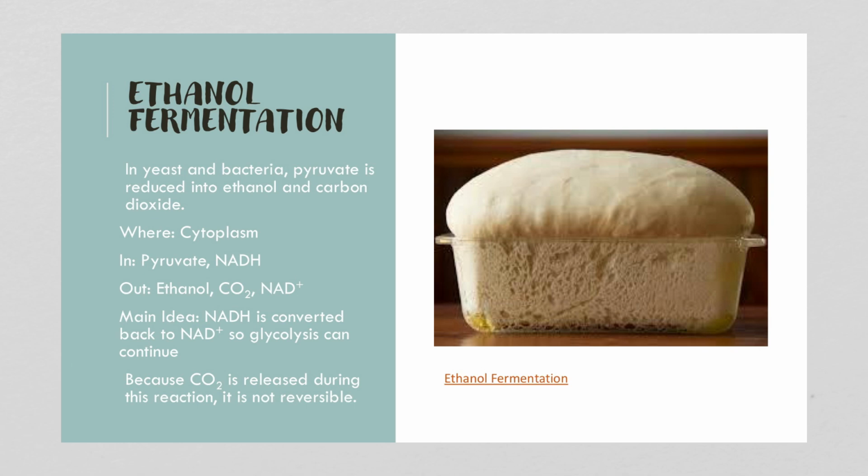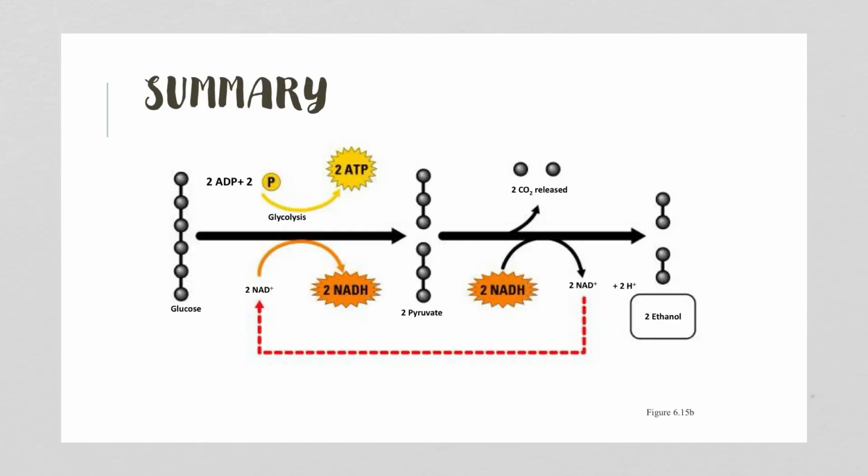But because carbon dioxide is released during the process, this reaction is not reversible because you can't get the carbon dioxide back. So you end up with ethanol and the carbon dioxide has left. This just shows the reaction. So again, it's showing both glycolysis and ethanol fermentation. So this was our glucose. This is the process of glycolysis. We made 2 ATP and 2 NADH. We ended up with 2 pyruvate. So these 2 pyruvate each will react. So you'll form 2 carbon dioxides, 2 ethanols, and make the 2 NAD plus back so that they can continue glycolysis.